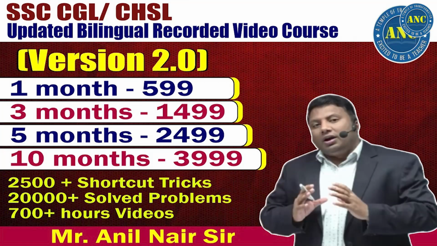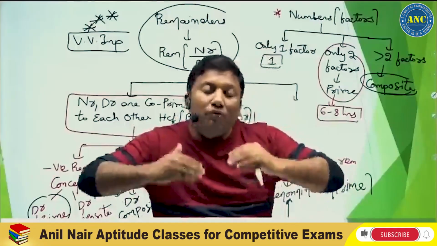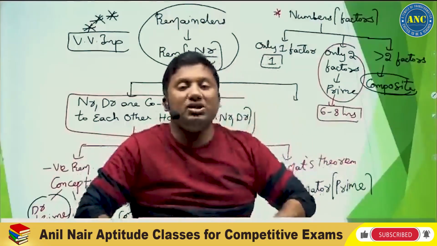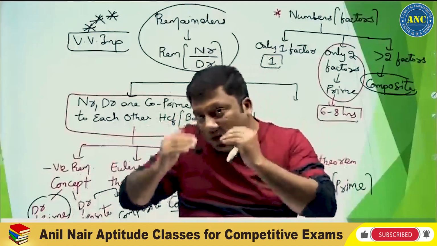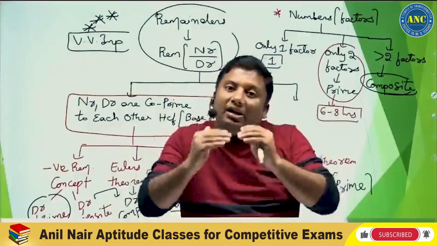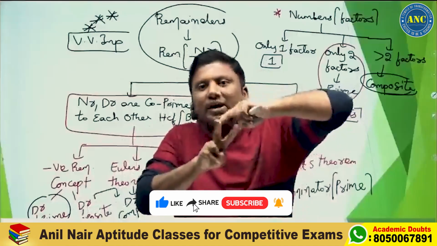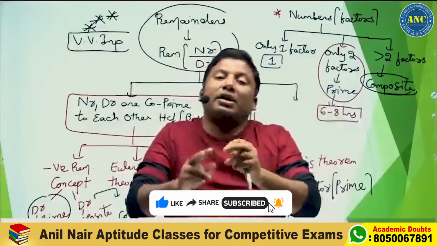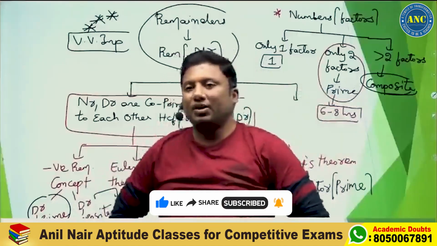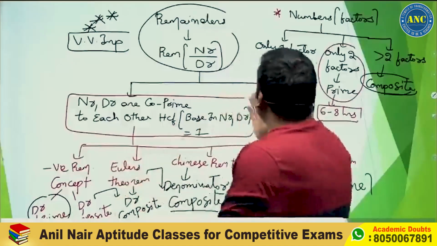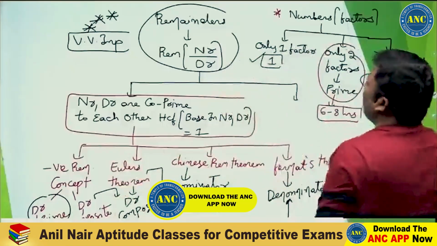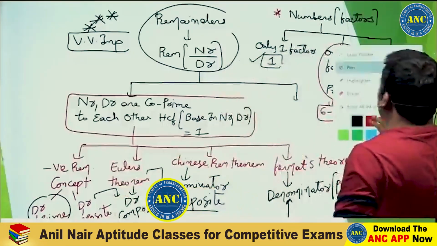If the denominator is 1, then it is called a natural number. 4 by 2 can be optimized as 2 by 1. 6 by 2 can be optimized as 3. 8 by 4 can be optimized as 2. If numerator and denominator are co-prime to each other, and the denominator is 1, then it is called a natural number.